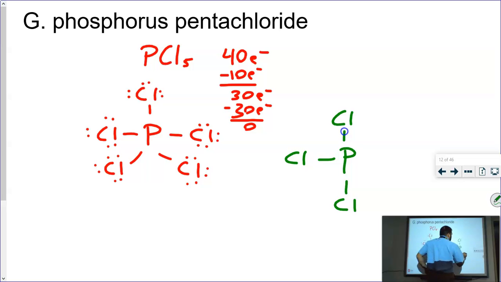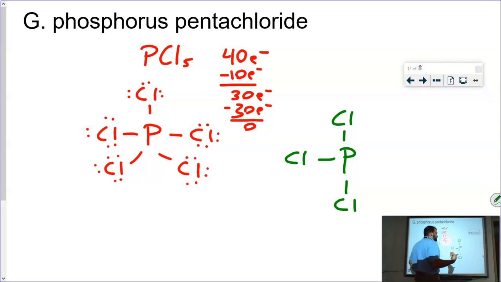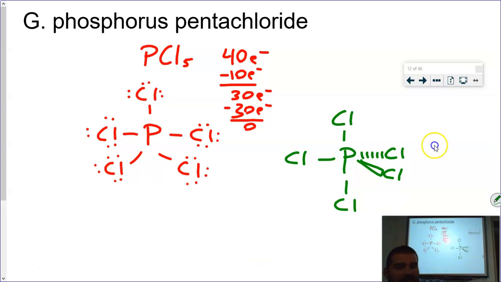The other 2 chlorines are going to have depth. They're going to be 3-dimensional, have some depth, either in or out. So I'm going to use a wedge to show that this chlorine is going outward towards us. I'm going to use a dashed line to show that this chlorine has inward depth going back into the board away from us. Okay, let's go to the website.